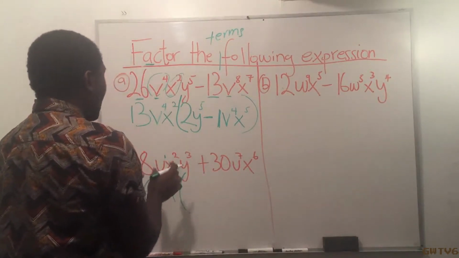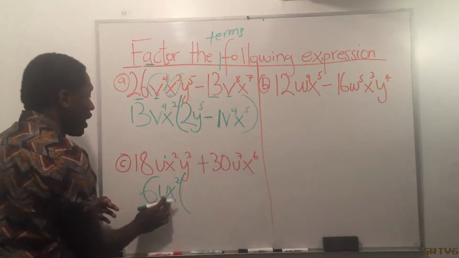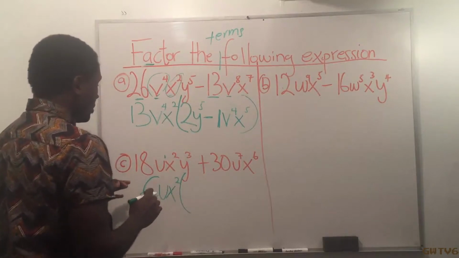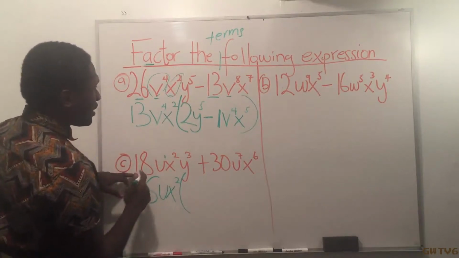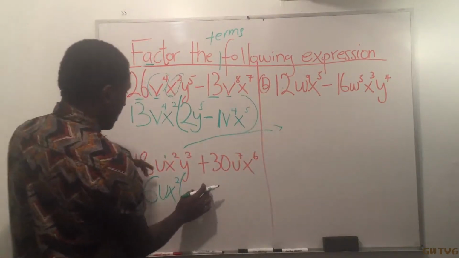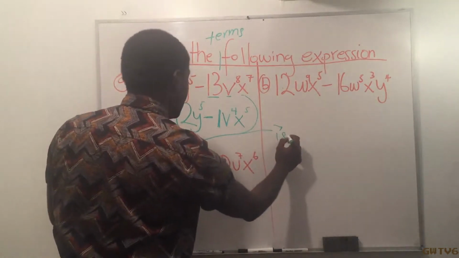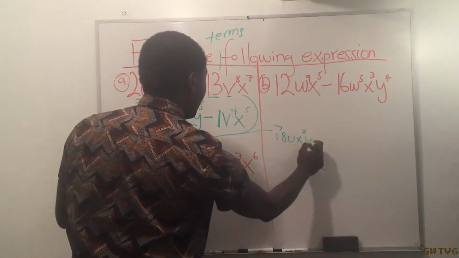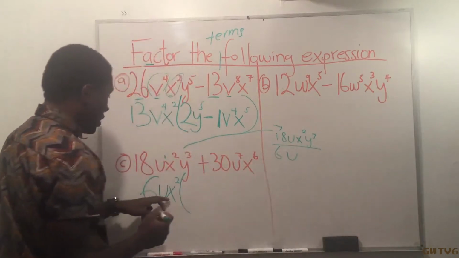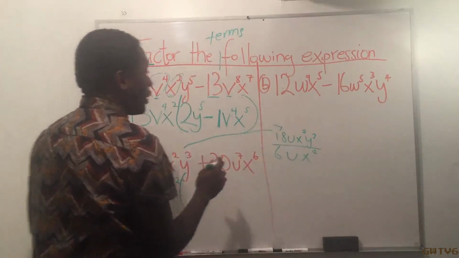To figure that out, I know I take each term divided by what I have outside. So I'm going to make it easier for me right now. Let me just do it on the side, and I'll just erase it when I'm done. So to figure out what goes inside, I take this one. So I have 18u x^2 y^3 divided by 6u x^2. And I'm going to solve it. Whatever I get, I put it in.